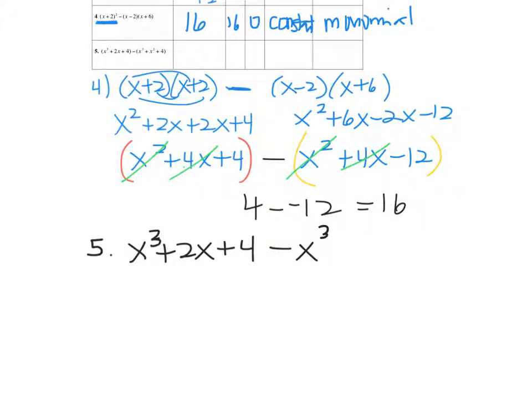So we get minus x cubed, minus x squared, and minus 4.